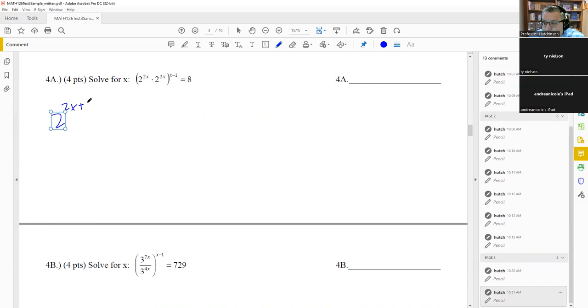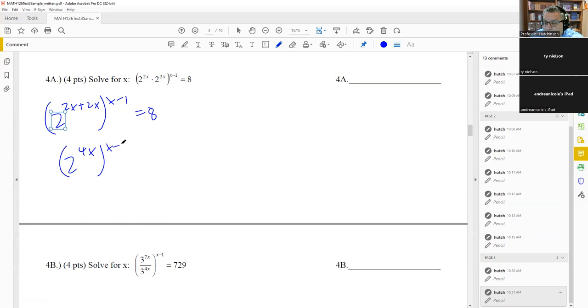I want to do 2x plus 2x inside, so the x minus 1 equals 8. Notice that the multiplication turned into addition. Down here, I would have 3 to the 7x minus 4x in that case. But this one, I'm adding it. So therefore, I'm going to get 2 to the 4x.